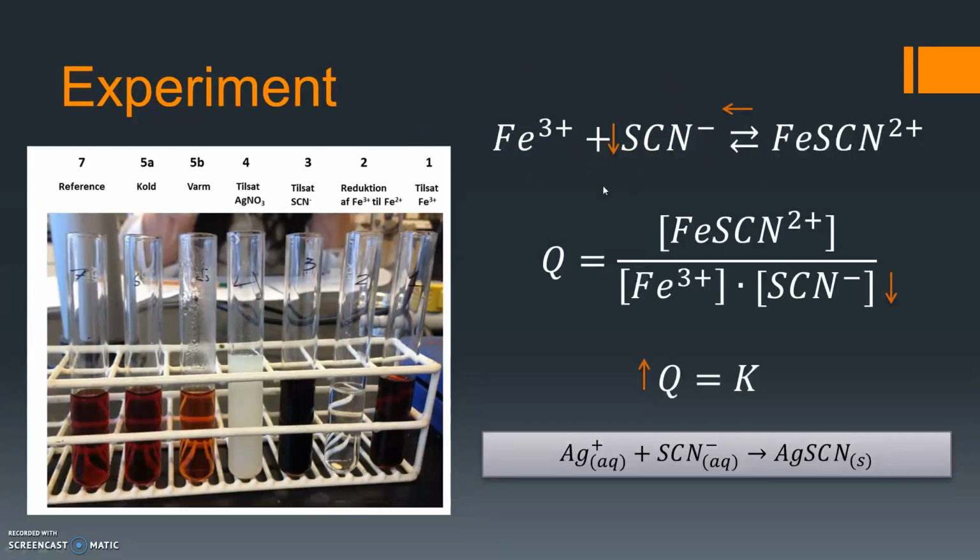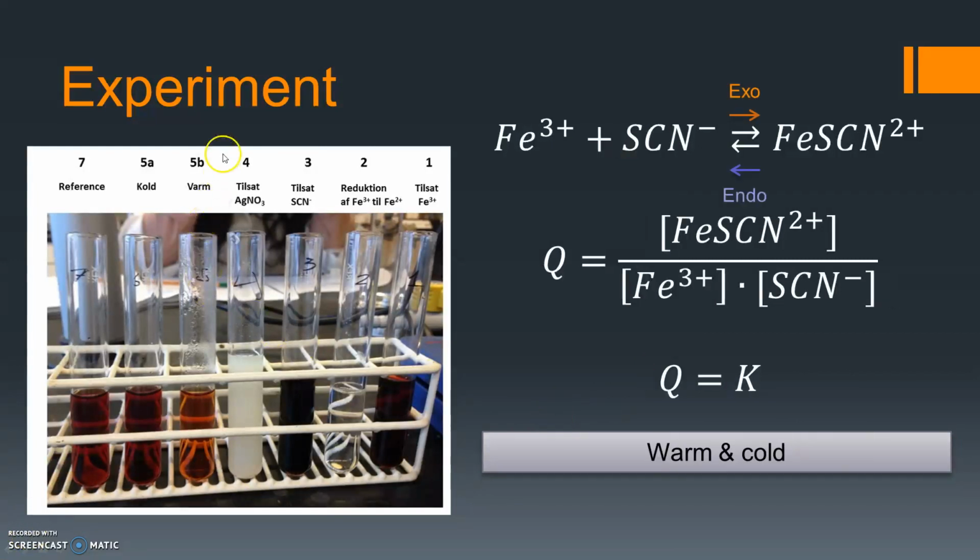And you can also see here in the results that the solution has lost its red color because of the decrease in products. And you can also see the white precipitate, and that comes from the solid silver thiocyanate down here in the first reaction. Okay, so at last we have the last two test tubes here, 5A and 5B.